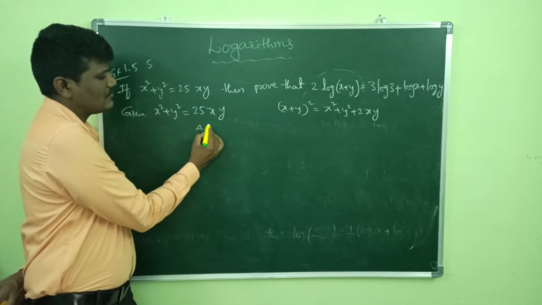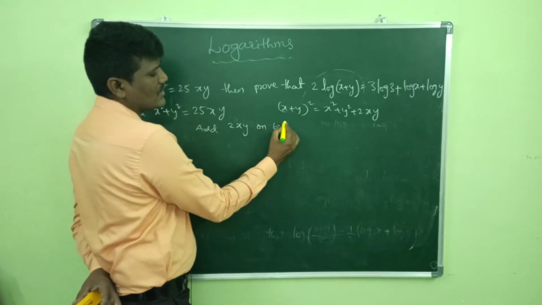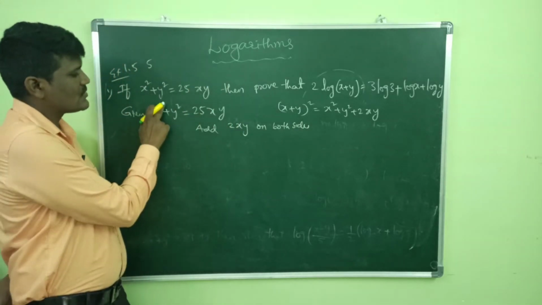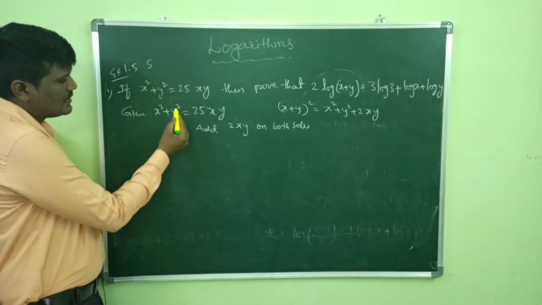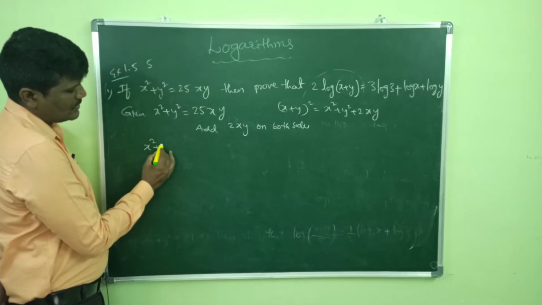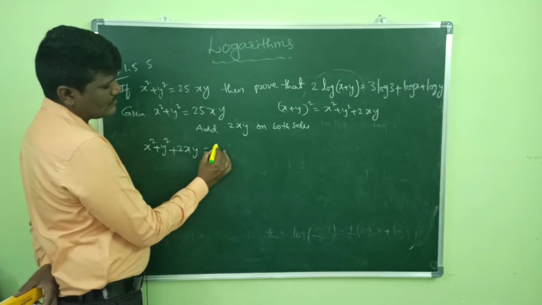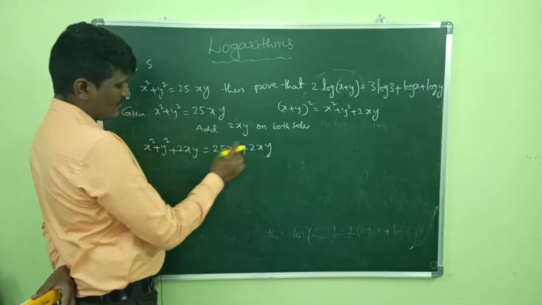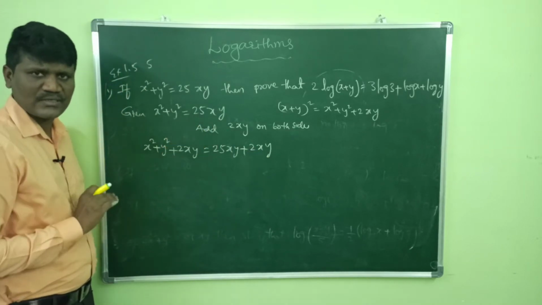This is the first step. x square plus y square is equal to 25xy. Add 2xy on both sides. Then what you can write is x square plus y square plus 2xy is equal to 25xy plus 2xy. I am just adding 2xy on both sides. This is the first important step.